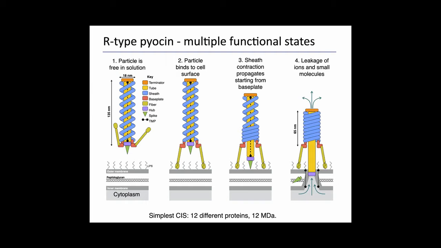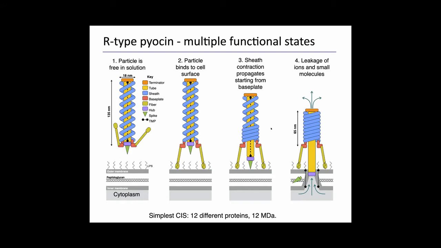Here we see the particle free in solution, and then it finds its host using receptor binding proteins that can be replaced, so the particle can be retargeted to bind and kill host cells beyond Pseudomonas. Something happens in the base plate that triggers this contraction process, and there's a point of no return, the transition state, where the particle has to continue to contract, and then it pierces the host envelope, opens the cytoplasm, the ions release, and the cell dies. It's one of the simplest contractile tail-like structures, and it's pretty small for this organelle.